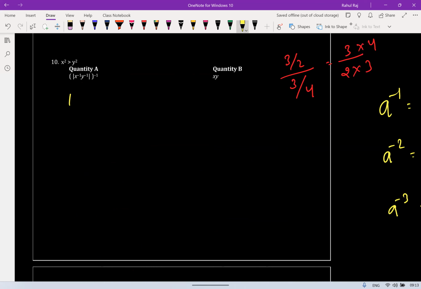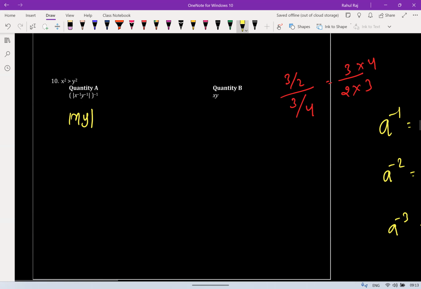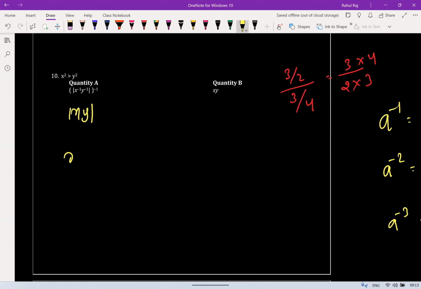So quantity A is mod XY, and quantity B is XY. What is given to you? X square is greater than Y square. X square is greater than Y square means what, Alexa? Can I say mod x is greater than mod y?